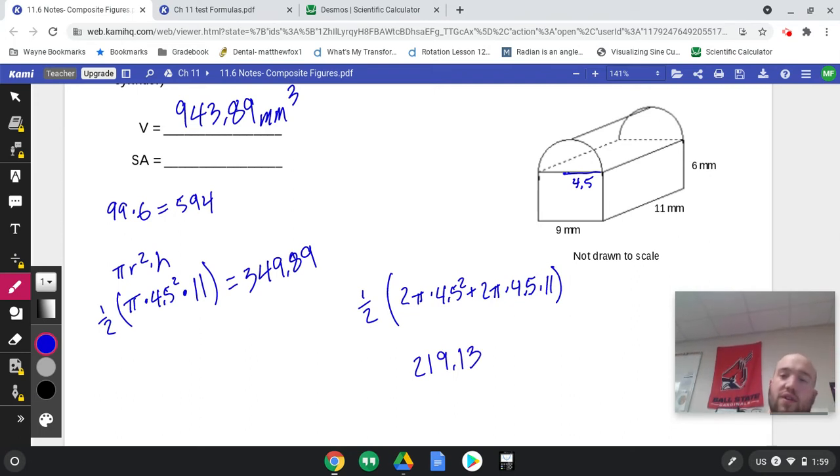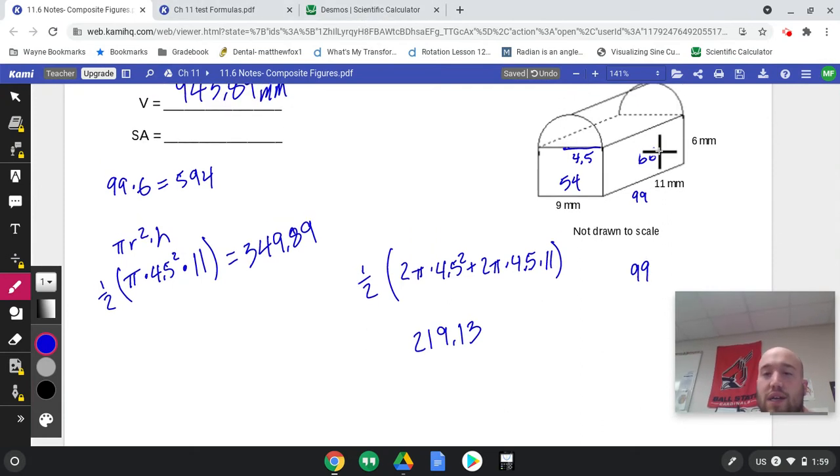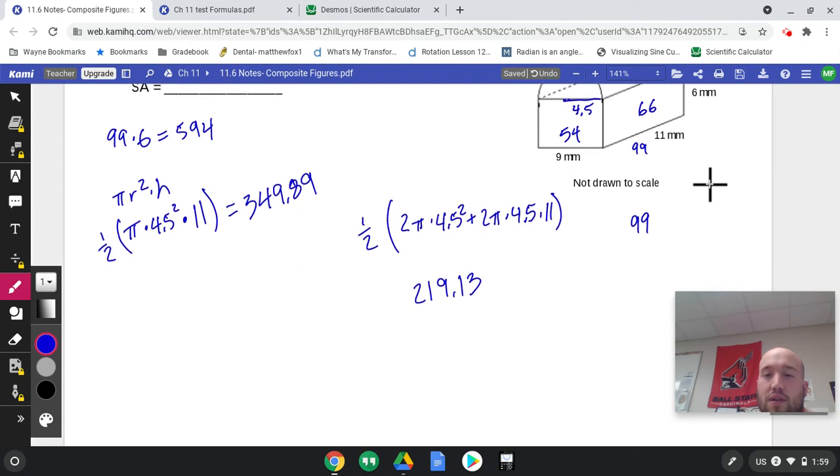Now we also need to figure out for the prism. So 9 by 11 on the bottom is 99. On this side, there's 2 of them, 66. This side, 9 times 6, 54. There's 2 of those. So 99 is all there is for the bottom and top, because the top, you can see here, is overlapped by the cylinder. Now the front and the back, 54 each, so that's 108. 66 on each side, so that'd be, let's see, 132.